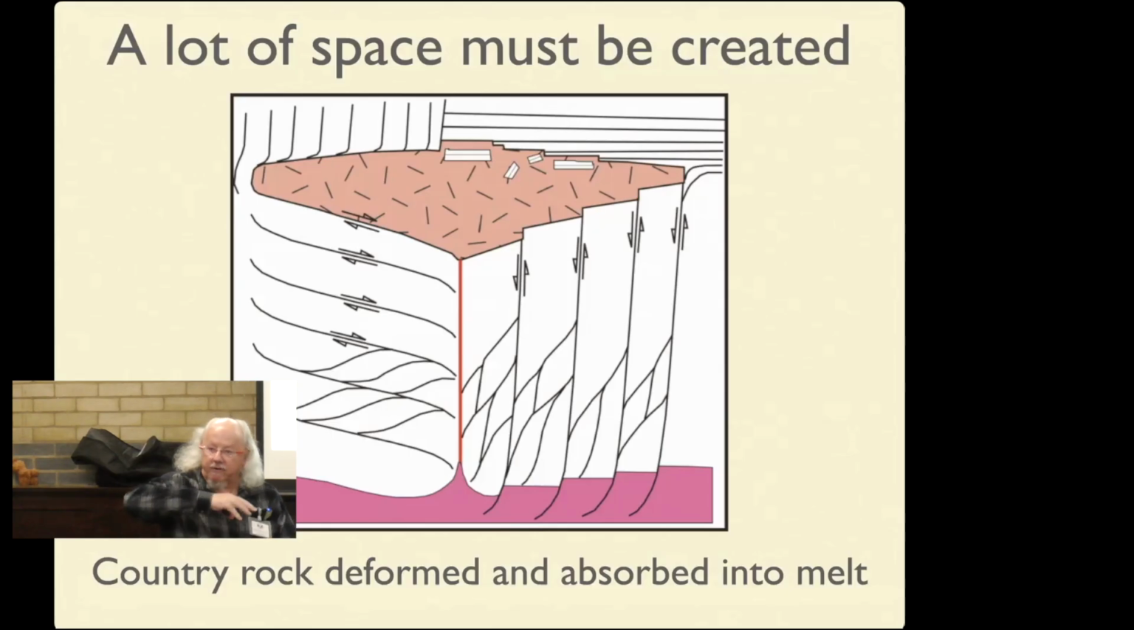So you've got a very complex system of movement on top of the batholith. Things are breaking up and being fractured and falling in. Underneath it, it's basically pushing down at the same time.